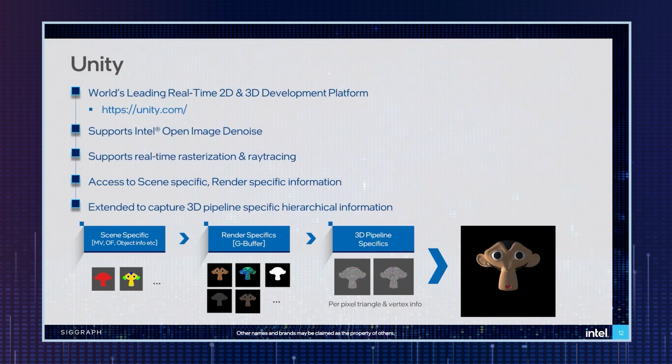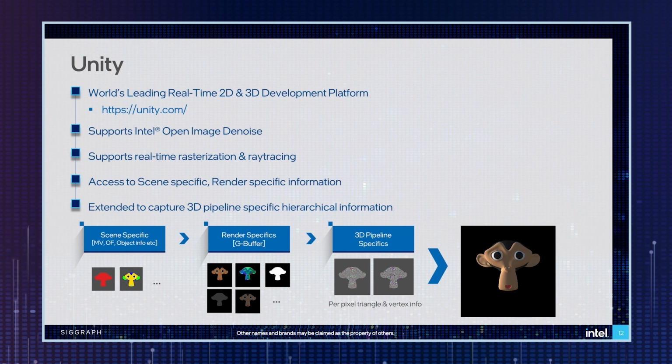And going to the Unity side, Unity has been around for several years, and it's one of the tools that is used for game development. It supports Intel Open Image Denoise for baking light maps, and it supports rasterization and ray tracing in real time now. And it has access to scene-specific and render-specific information. For scene-specific information, there is a module called Image Synthesis that gives access to motion vectors, optical flow, and some of the object-level information that can be extracted from Unity. And then all the way down to the render-specific, for example, the G-buffer information can be captured from Unity.